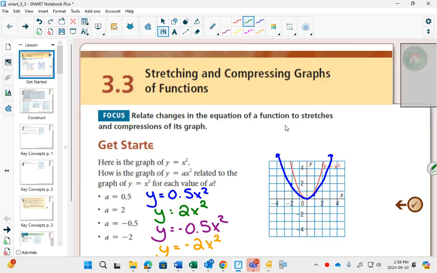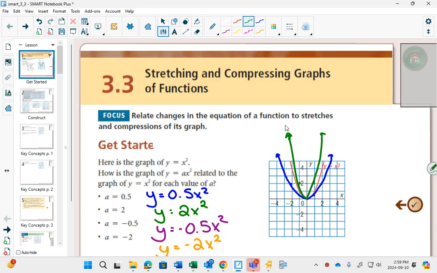The green one would go over 1 up 2, then over 1 up 6, and would be narrower than our original red one.